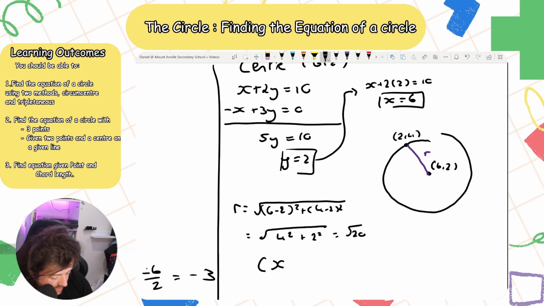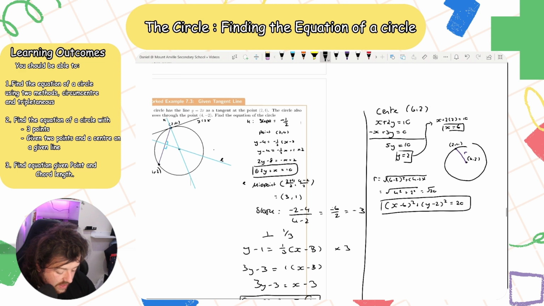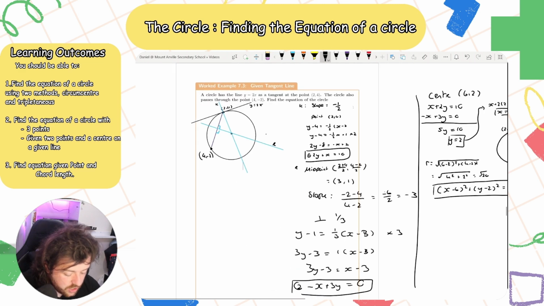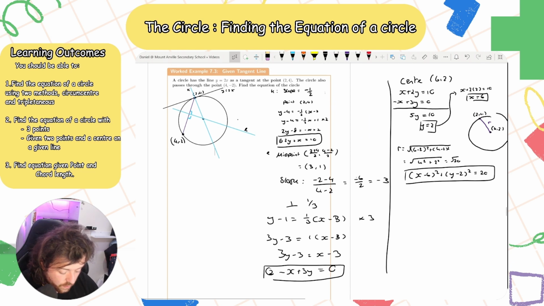Therefore, my equation of the circle is x minus 6 squared plus y minus 2 squared is equal to root 20 squared, which is equal to 20. And that is the equation of that circle. So let's do this one more time, but let's now use the x squared plus y squared plus 2gx plus 2fy plus c, the GFC method for it.